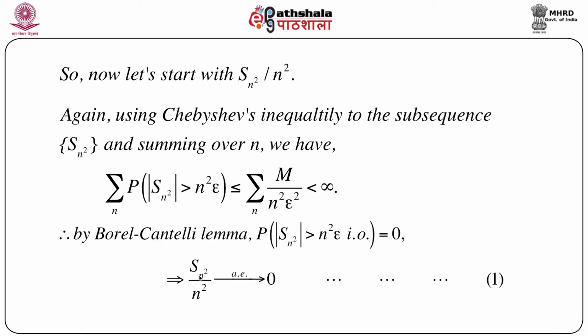So by the Borel-Cantelli lemma we can immediately say that probability that modulus of S n square is greater than n square epsilon infinitely often equals 0. This is the direct consequence of the Borel-Cantelli lemma. So immediately we can say that S suffix n square by n square converges to 0 almost everywhere. But remember one thing, we have to prove Sn by n, not S n square by n square, but we have already proved this thing for S n square by n square. Let's call this equation 1.